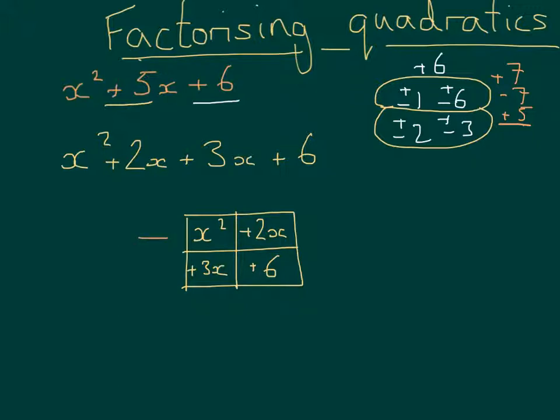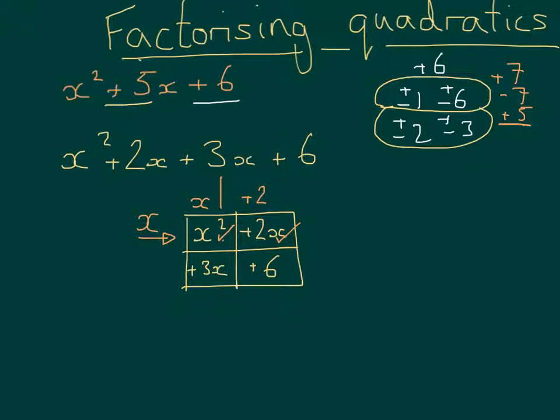Now we're going to look at this row. We're going to try and find out what each of these boxes in this row have in common. Well, they both have an x. And we know to get the first box, we must do x times x, because x times x is x squared. We can tick it when we know we've got it. The second box, we must do x times positive 2. There we are, we have that one.